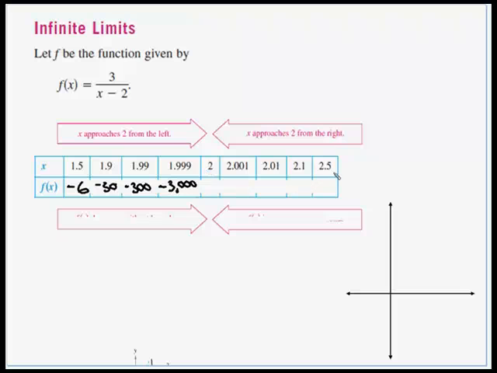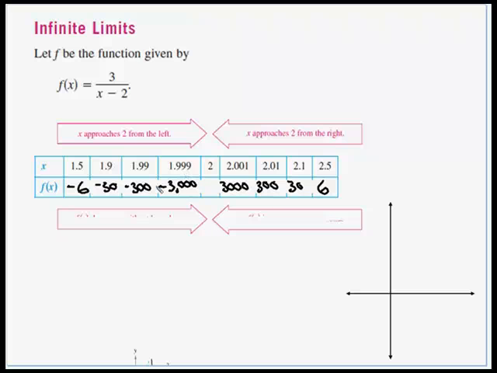Here's our 2. We're going to approach from numbers greater than 2, our right-handed limit. Plug in 2.5, you get positive 6. Plug in 2.1, you get 30. 2.01, 300. 2.001, 3,000. So look at that, we're approaching two different numbers from the left and the right, so we know this limit doesn't exist, and we have unbounded behavior from the left and unbounded behavior from the right.